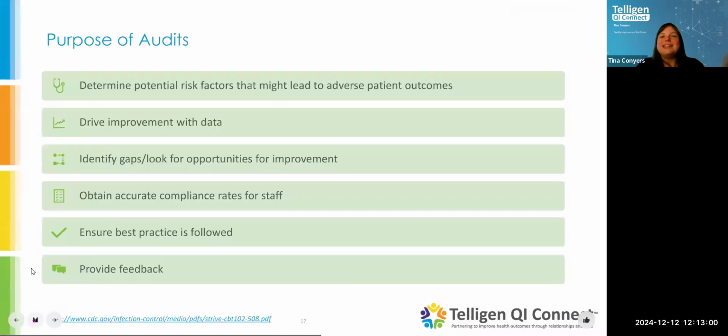Okay, so why are we doing this? Audits, they take a lot of time, they take a lot of effort. Why? There are so many reasons, right? We are identifying potential risk factors that we can mitigate before they turn into potentially adverse outcomes for residents. We need that data from audits in order to prioritize our improvement projects. They help us see where there are gaps that we need to fill. They're giving us accurate compliance rates, and they're ensuring that our staff are using best practices consistently. And finally, audits allow us to provide really specific and practical feedback. Okay, we'll go to the next slide.